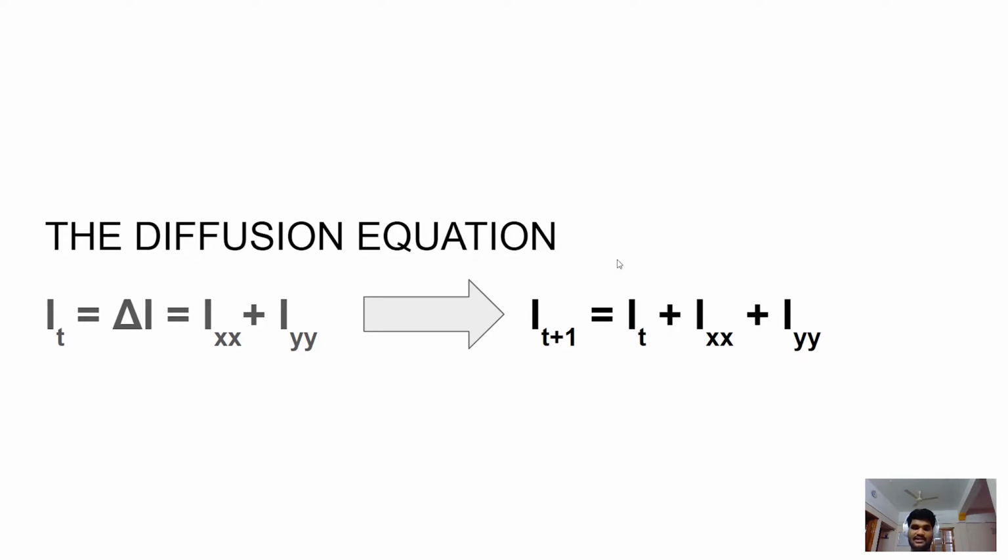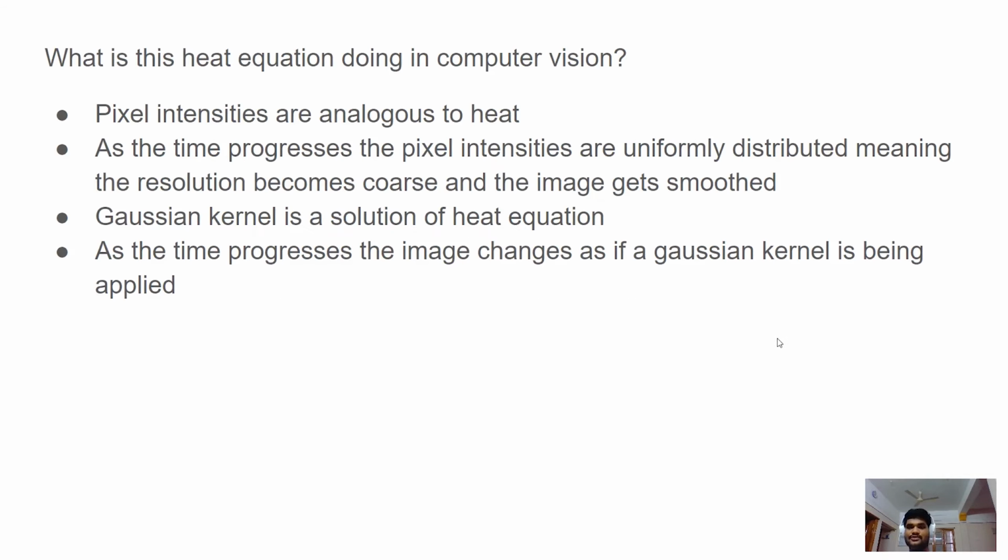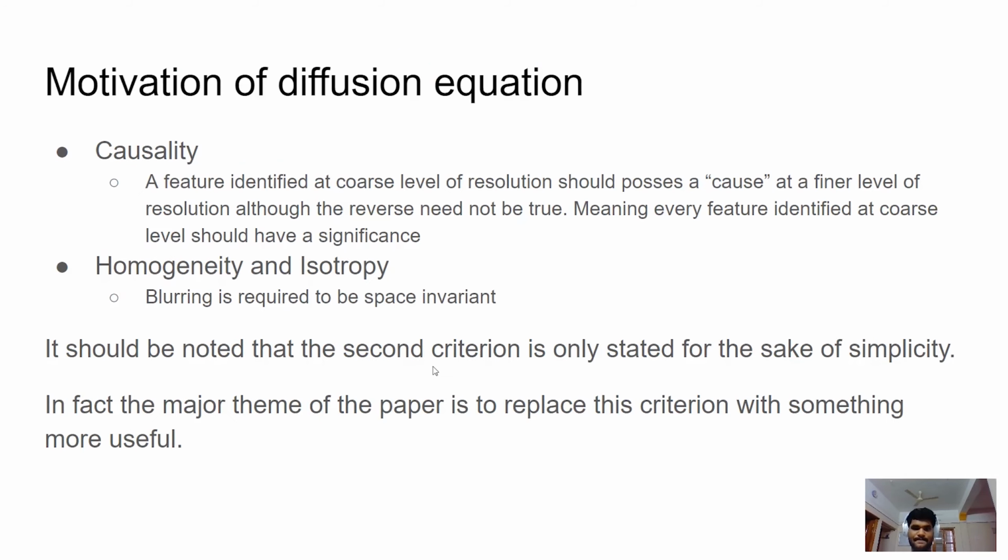Let's go back and clarify this again. After expanding the heat equation, we get I(t+1) equal to I(t) plus I_xx plus I_yy. After iteratively applying this to each and every pixel in the image, what you get is Gaussian blurring. That's one of the cool things that I have learned by reading through this paper. As time progresses, the image changes as if a Gaussian kernel is being applied.